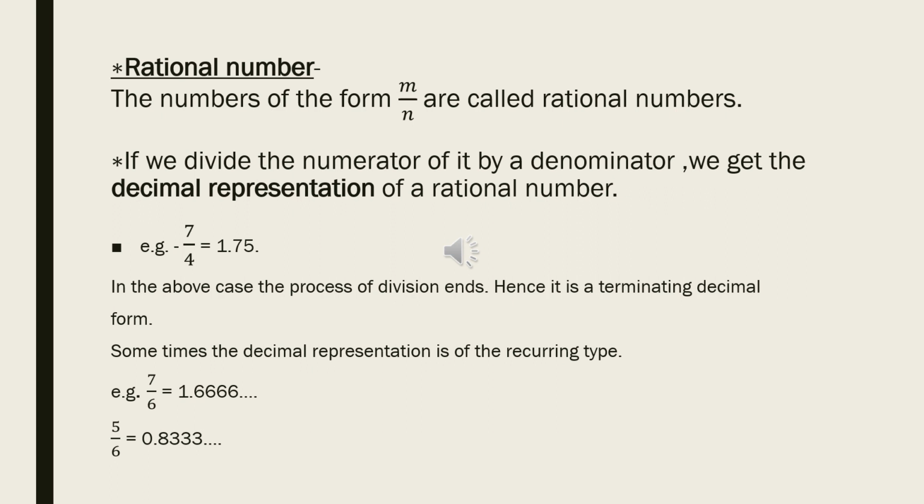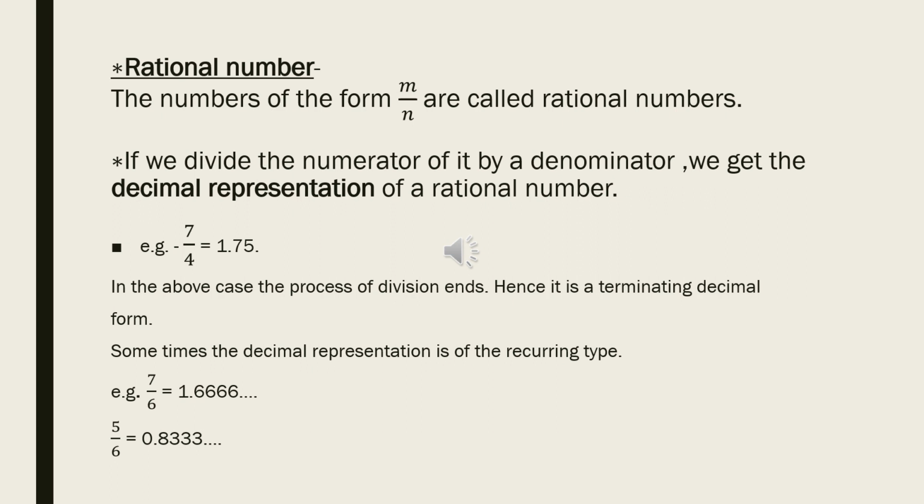For example, 7 upon 4. If 7 is divided by 4, we get the answer 1.75. This is the decimal representation of 7 upon 4. In this case, the process of division ends. That is, we get the remainder 0 in this division and therefore it is a terminating decimal form.